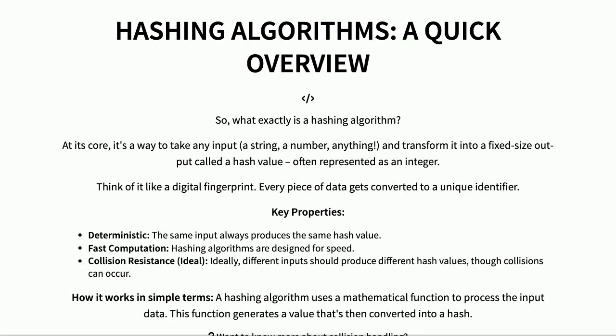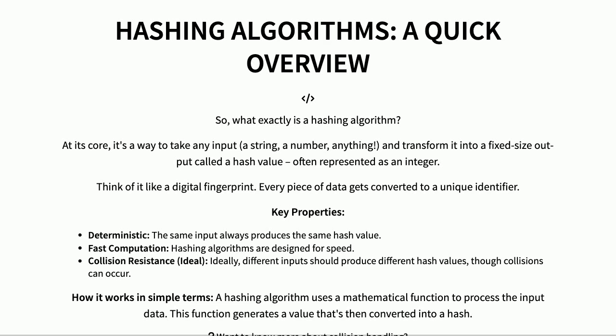Let's talk hashing algorithms. Basically, they're like digital fingerprint machines. You feed any piece of data into a hashing algorithm. It could be text, numbers, anything really, and it spits out a fixed size output called a hash value. This hash acts as the unique identifier for the data.